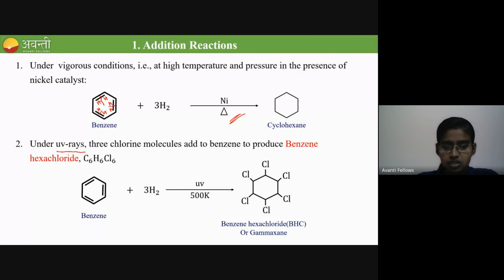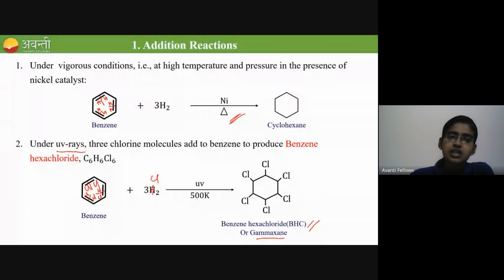It is not hydrogen, it is chlorine. Okay, it is a kind of addition of halogen reaction. In alkenes and alkanes, we have discussed the addition of halogens, right? So it is that kind of reaction. So break the bond and add halogens like this. So to all the carbons, 1 chlorine is getting added. So we have C6H6Cl6, which is called benzene hexachloride, BHC, or gammexane. It is also called gammexane.